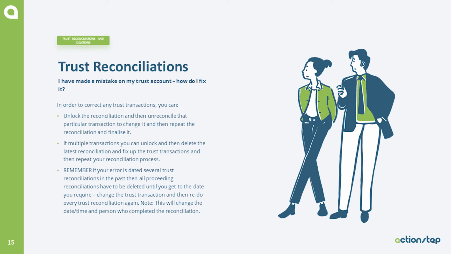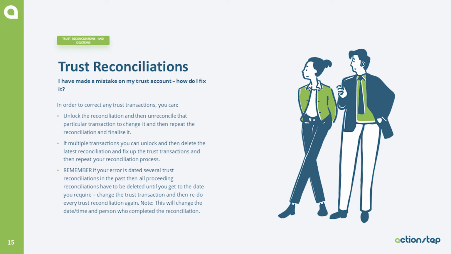And if it's only in relation to one particular transaction that was done in the latest reconciliation, then you can just unreconcile that particular transaction to change it, and then go back in and reconcile that transaction and save down the reconciliation. However, if it's multiple transactions you're looking to edit that were in the latest trust reconciliation, then it's probably best to go in to that reconciliation, unlock it and then delete it. Go and fix up all your mistakes and then repeat the reconciliation process again.